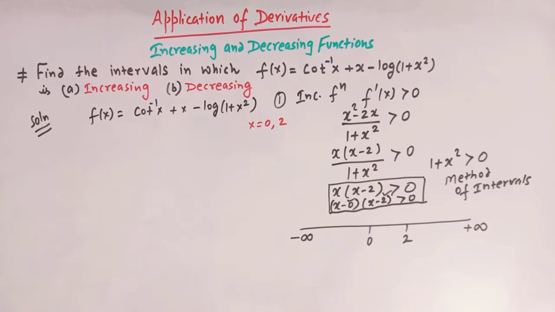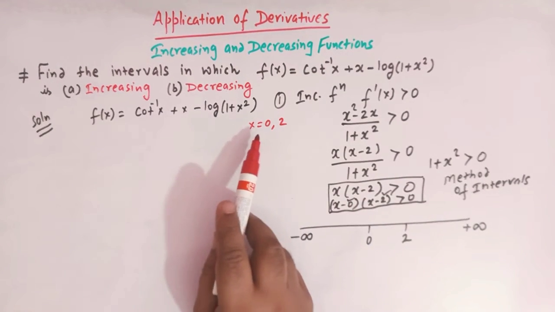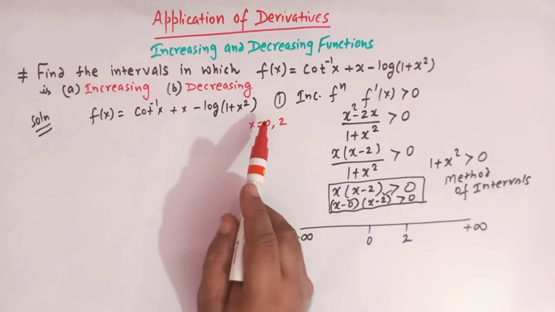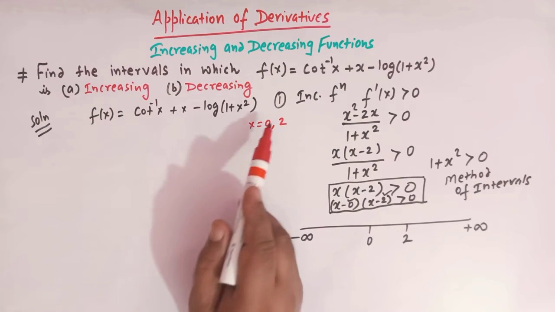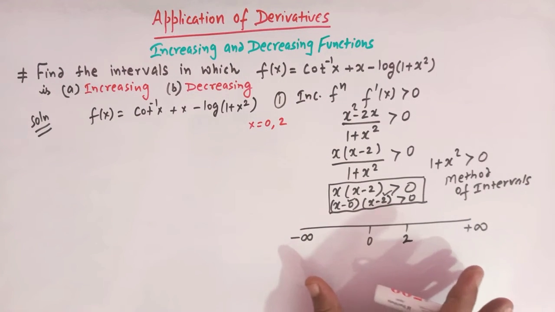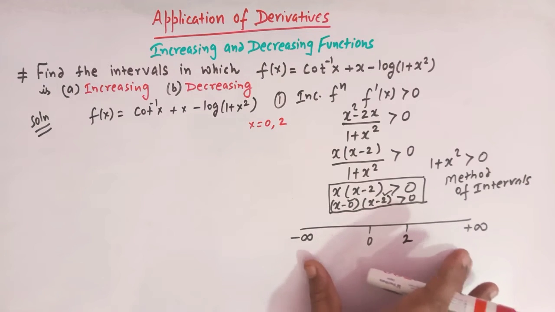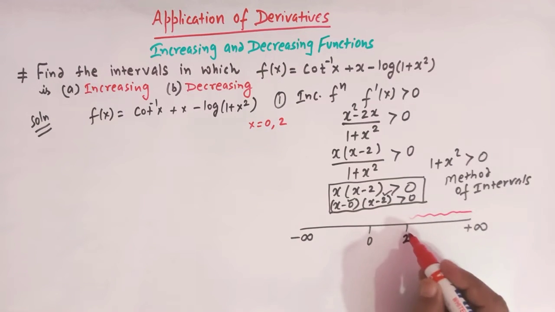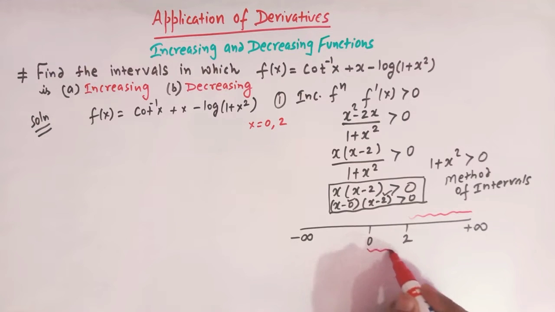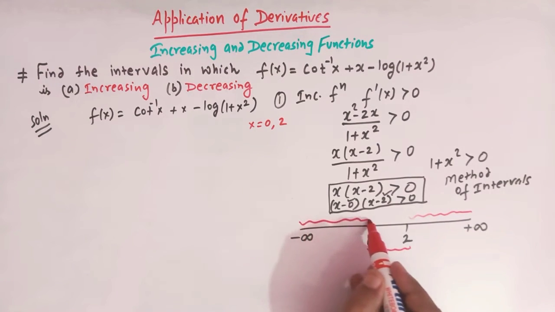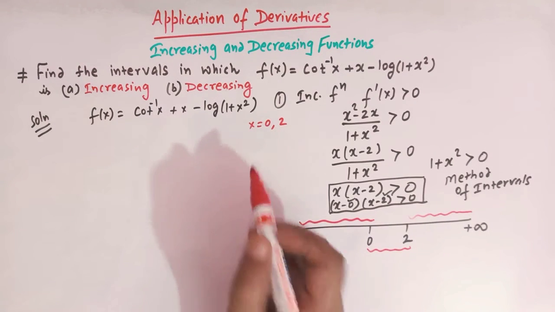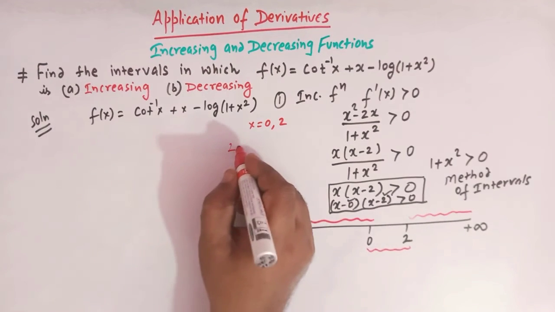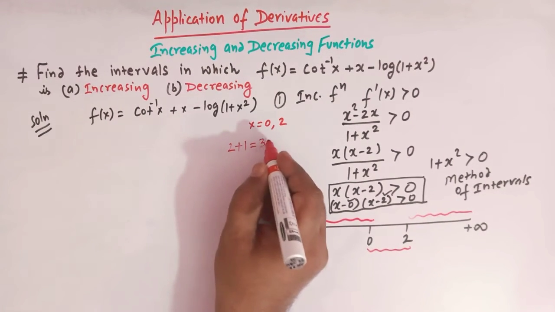Now viewers, here we must note that when we have two stationary points, here 0 and 2, then this real number line is divided into 3 intervals. The first interval is from 2 to infinity, the second one is from 0 to 2, and the third one is from minus infinity to 0. So we have two stationary points, so the real number line is divided into 2 plus 1, that is 3 intervals.